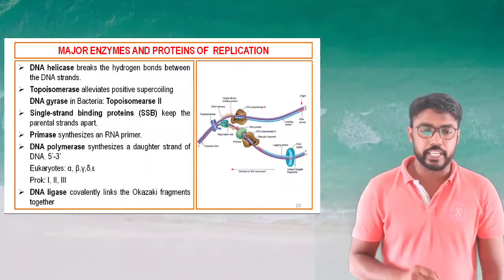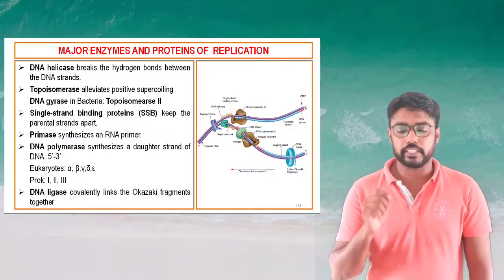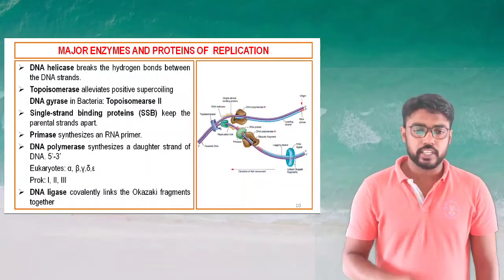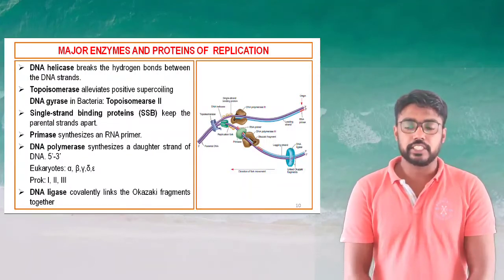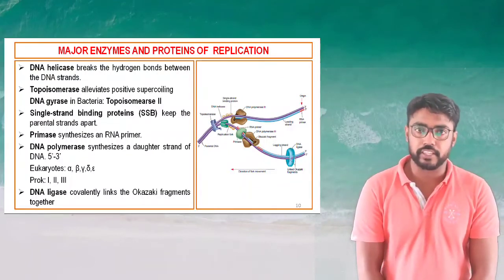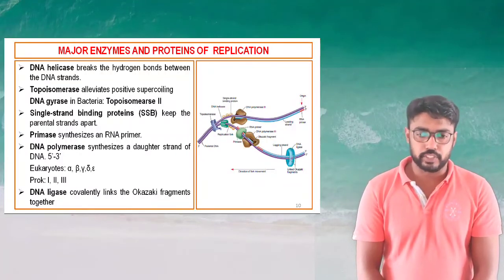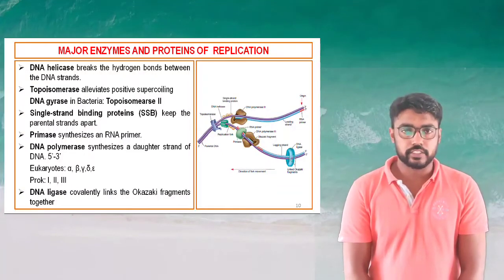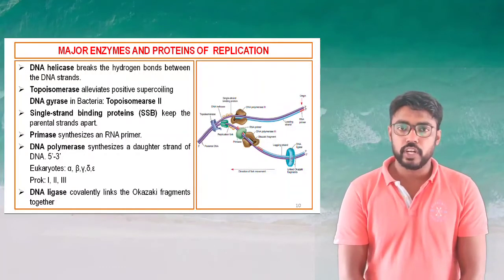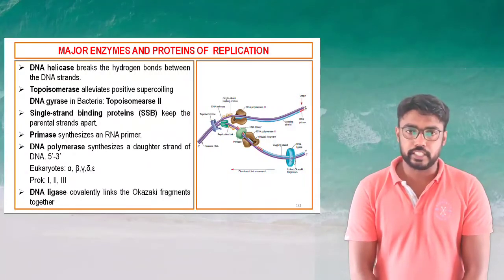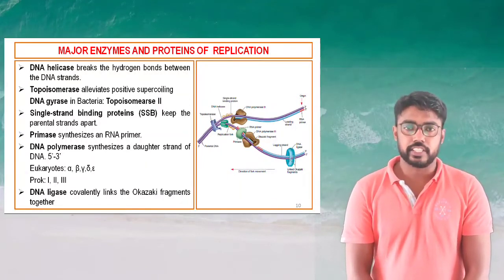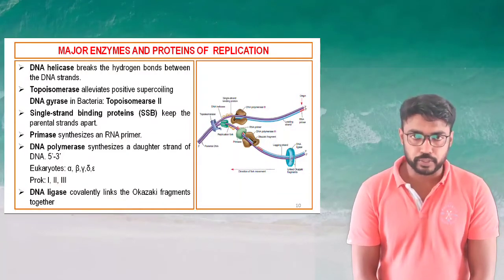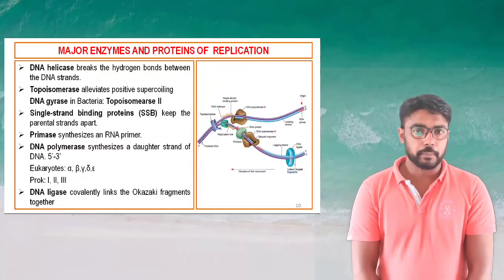One is DNA helicase, which breaks the hydrogen bonds between the DNA strands. The other one is DNA topoisomerase, which alleviates positive supercoiling. There are two types of DNA topoisomerase present in eukaryotes, DNA topoisomerase 1 and 2. And in the case of bacteria, there is an enzyme, DNA gyrase, that functions like DNA topoisomerase 2.